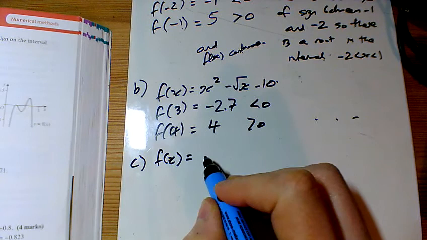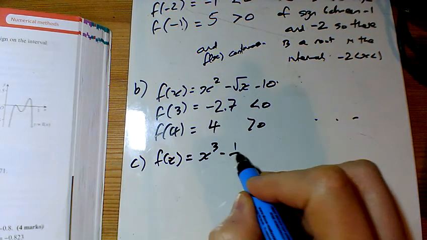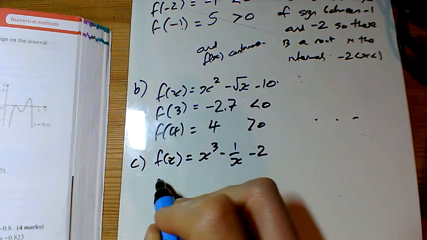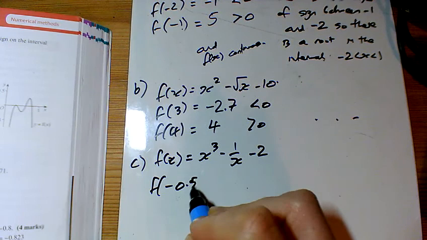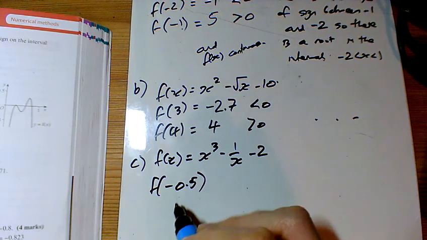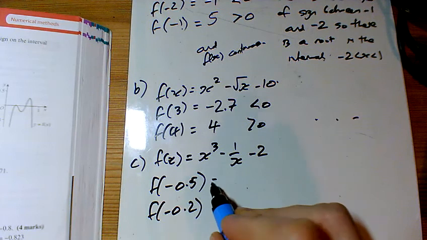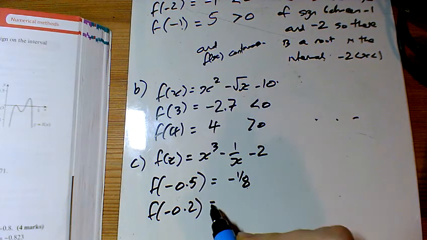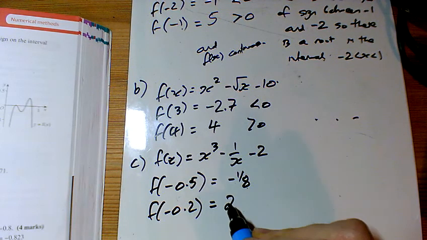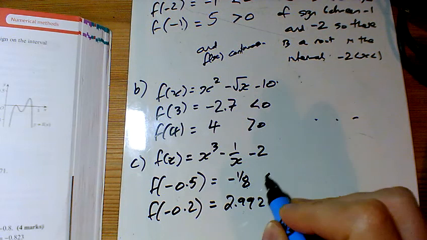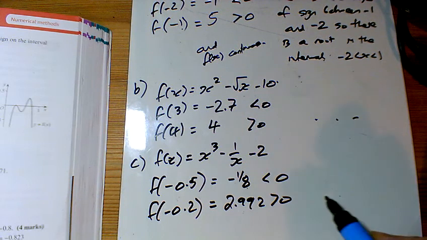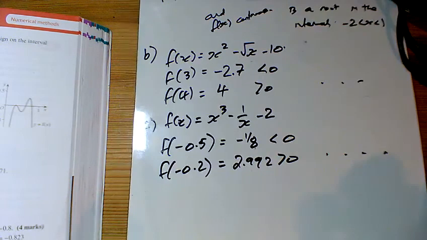Third one, I've got f of x is x cubed minus 1 over x minus 2, and I'm doing f of -0.5 and f of -0.2. That one turns out to be minus an eighth, and that one turns out to be 2.992. One is less than 0, one is more than 0. Write out the big long statement.